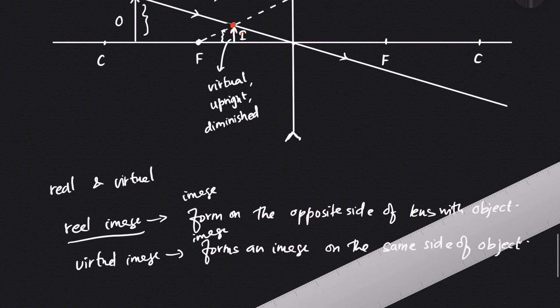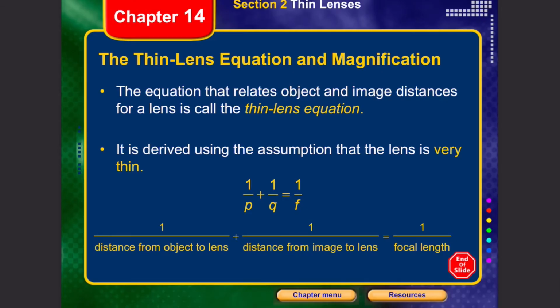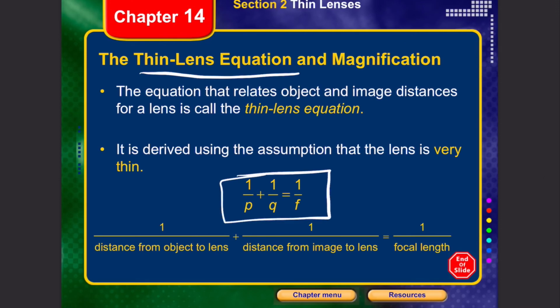Now let's continue with the topic, and let's try to analyze it analytically rather than graphically. So now let's discuss the thin lens equation. It's similar to the mirror equation that we talked about. It's exactly the same equation: 1/p + 1/q = 1/f. Remember that the assumption here is that the lens is very thin, so it only works for very thin lenses. Here p represents the distance from the object to the lens, q represents the distance from the image to the lens, and f represents the focal length.